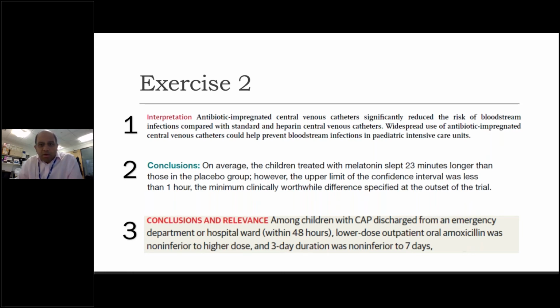One is comparing lower dose outpatient oral amoxicillin to higher dose, and a 3-day duration compared to a 7-day duration. So essentially, this is what we would call a factorial trial. There are 2 comparisons or 2 randomizations, low dose versus higher dose, and then 3-day versus 7-day, but the patients are the same patients. So this is a 2-by-2 factorial trial. You get randomized to low dose versus high dose, and then you also get randomized to a 3-day or a 7-day duration. So just to give you some examples of these trials.